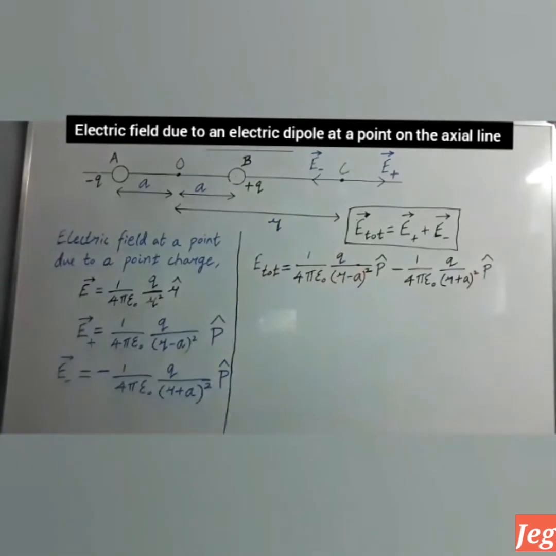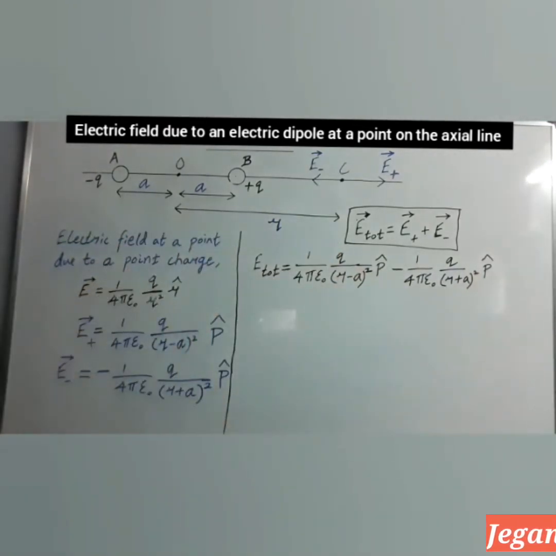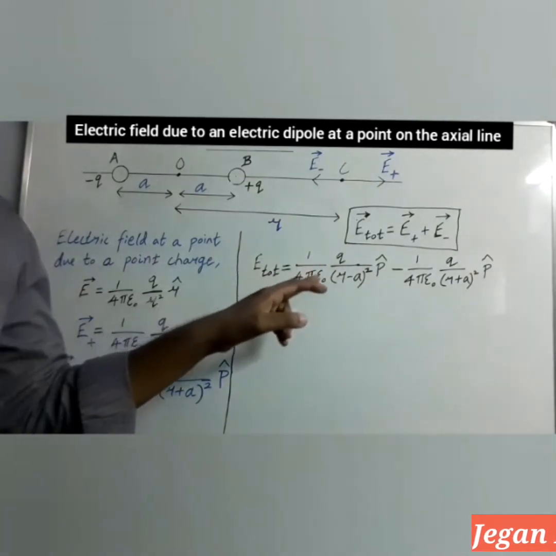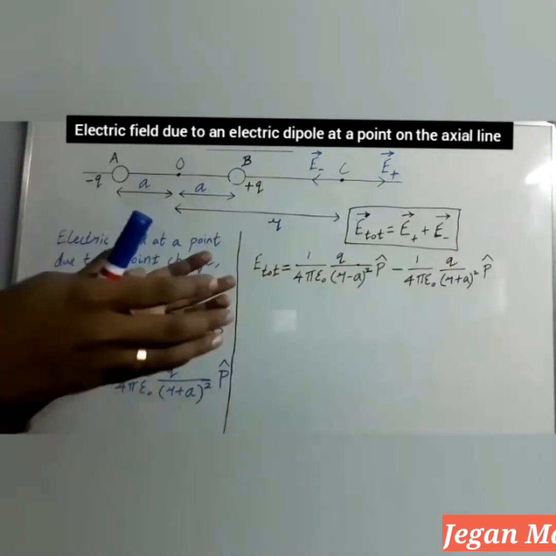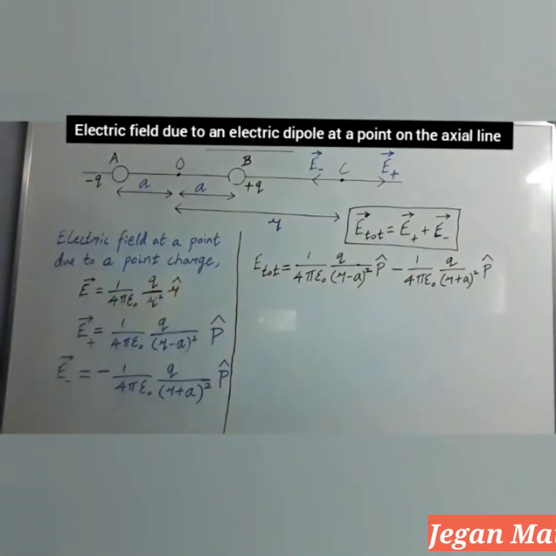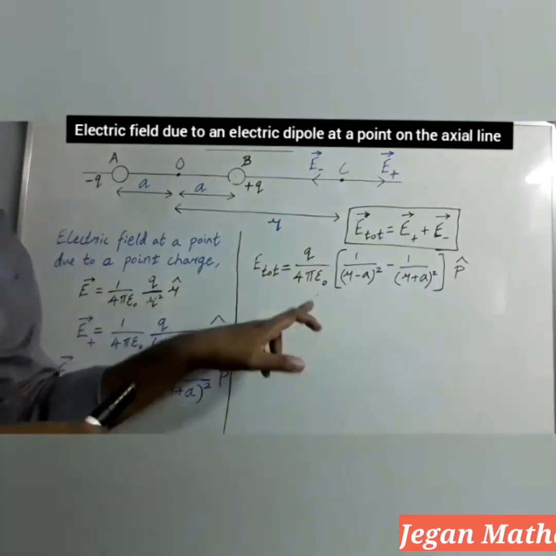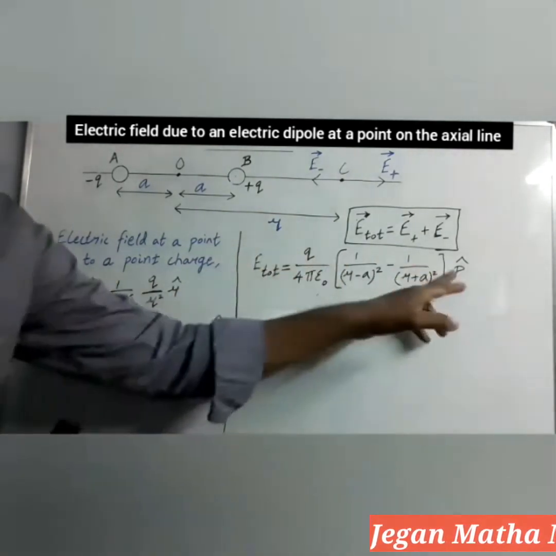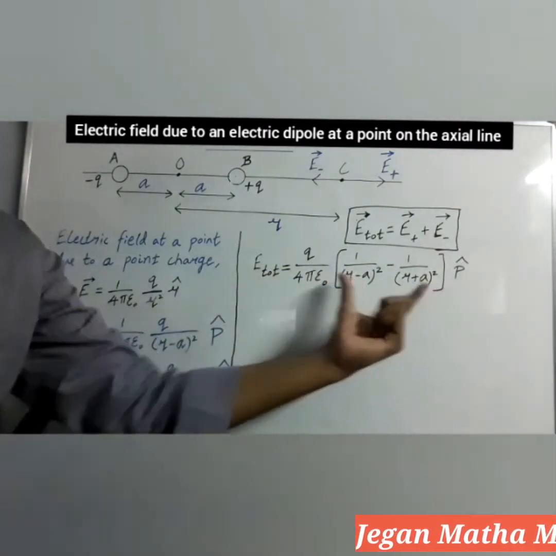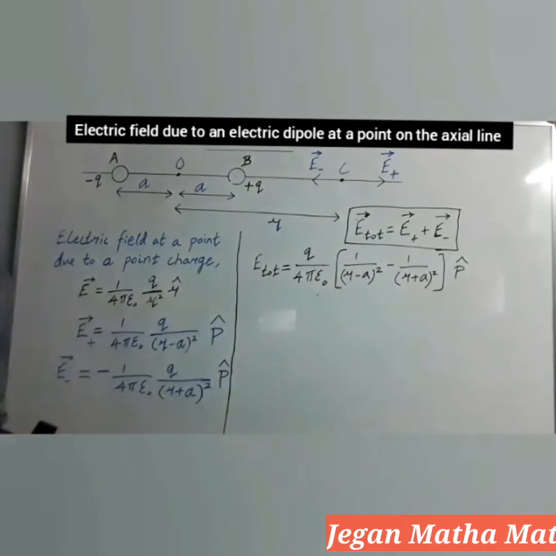In this expression, a common thing can be taken outside. So 1 by 4 pi epsilon naught q and the p cap are the common things. There is only a difference in the distance. Here I have taken the common things, q by 4 pi epsilon naught, outside, and p cap is also taken outside. So inside the bracket we have 1 by (r minus a) the whole square minus 1 by (r plus a) the whole square.